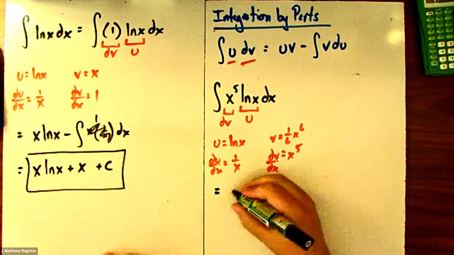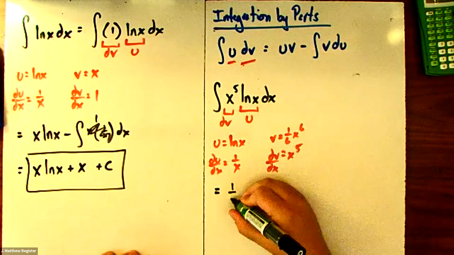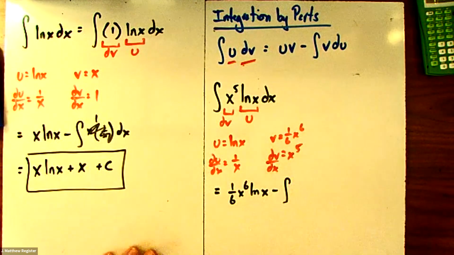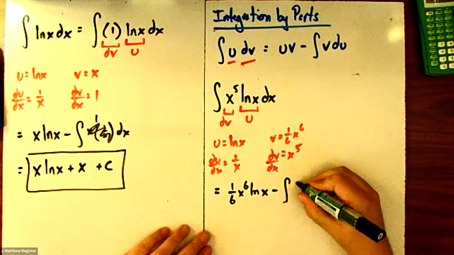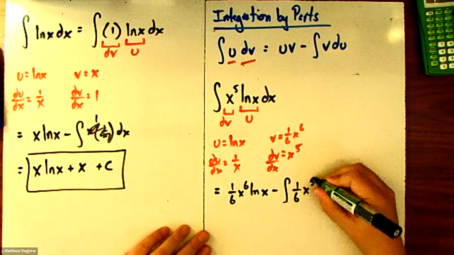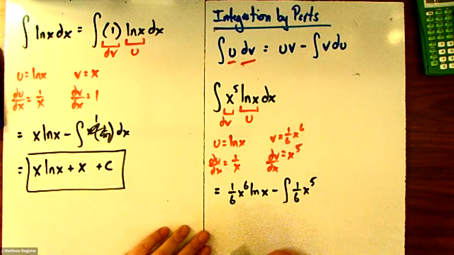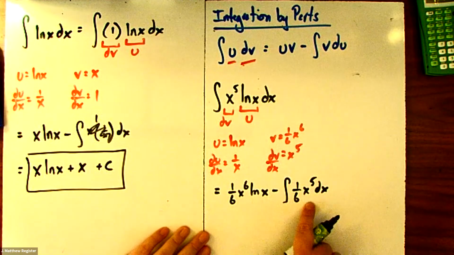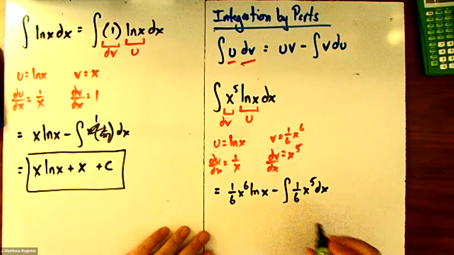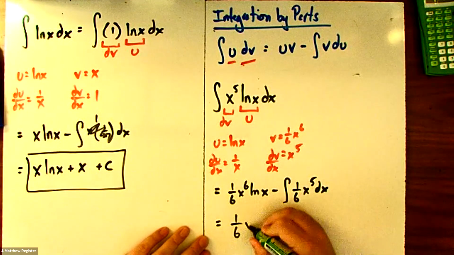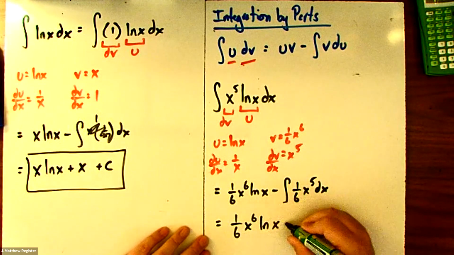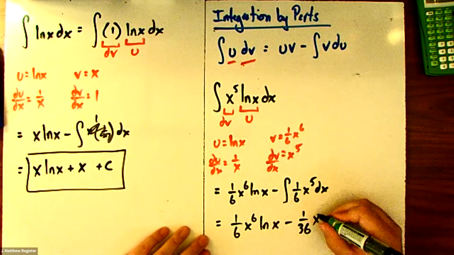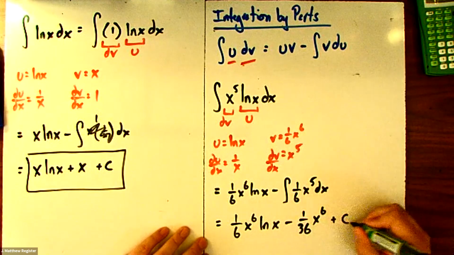Crunching the numbers, we get that this is equal to u times v. So 1/6 x to the 6th natural log of x minus the integral of v du. Multiplying those, you get 1/6 x to the 5th, because x to the 6th divided by x cancels. And this we can integrate. We will get another factor of 6 that comes out of it. So we'll get 1/6 x to the 6th natural log of x minus 1/36 x to the 6th plus c.